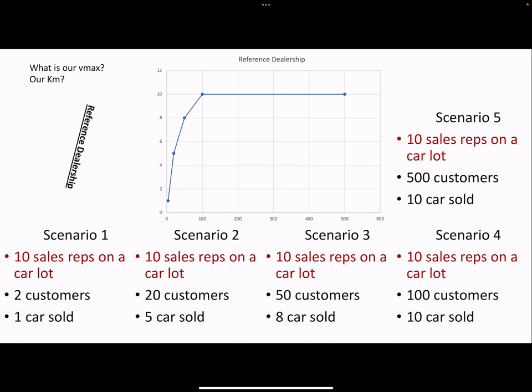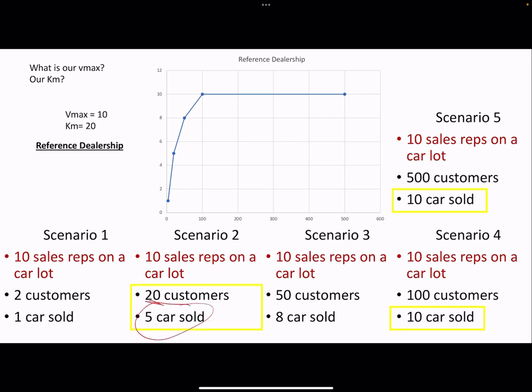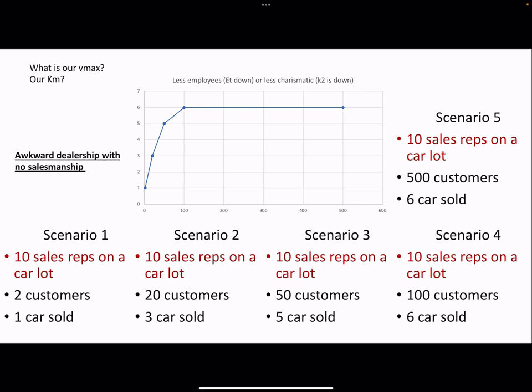So again, we have our 10 cars sold. And so what is our Vmax? It is 10. What is our KM? Well, 5 is going to be half of that, and that's 20. Again, this is the same as it was before, 10 and 20. So here you can think of this as less charismatic. So equal number of employees, but all of them are less charismatic. They're just going to waffle, and they're just going to blow the deal when it comes their way.